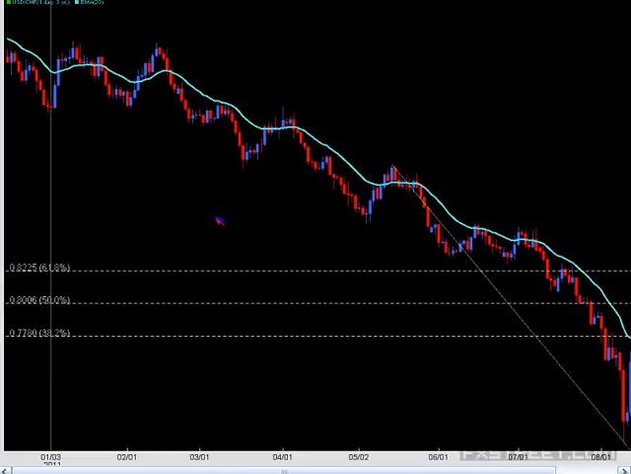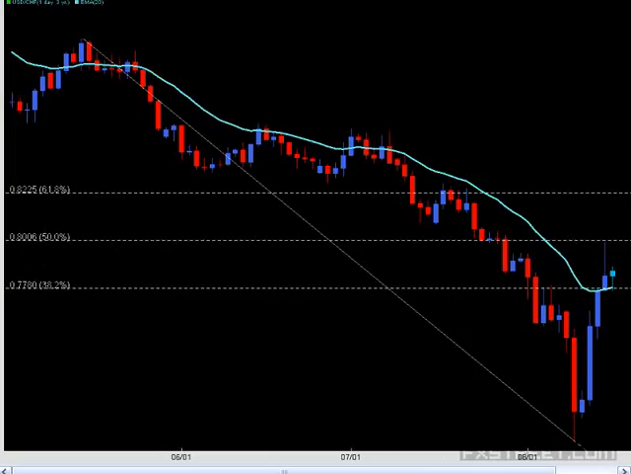And oftentimes, when a move goes parabolic, the last candle of that parabolic move is the largest candle. It's very often the case if you look at parabolic moves. And that is also another sign that the markets are possibly reversing or going to perform some sort of retracement. And yes, this is on a daily time frame.